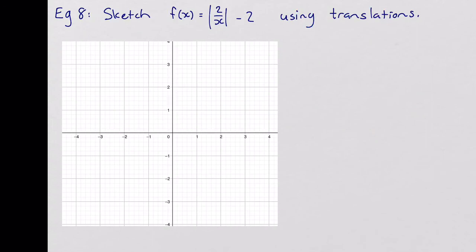All right, last example, example 8. Sketch the f of x is equal to the absolute of 2 over x minus 2 using translations. Now, you may remember in a previous example, we did sketch this function of the absolute of 2 over x. All right, and then it looked like this. We had one branch there in the first quadrant and another branch here in the second quadrant.